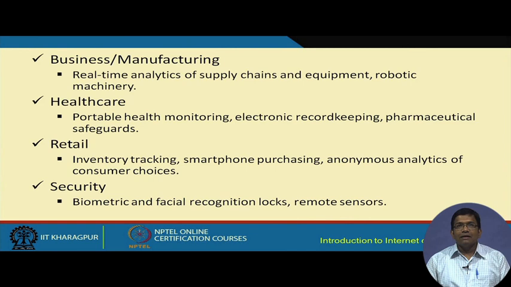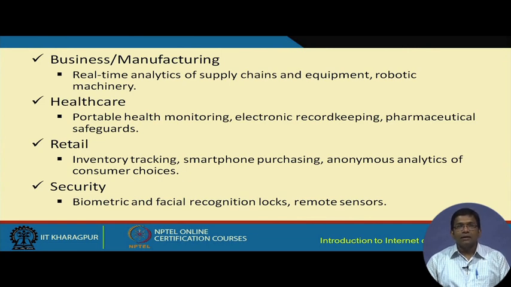In the case of the retail sector as well, tasks such as inventory tracking, smartphone purchasing, anonymous analytics of consumer choices, these are the different things that can be done efficiently through the use of IoT technology.